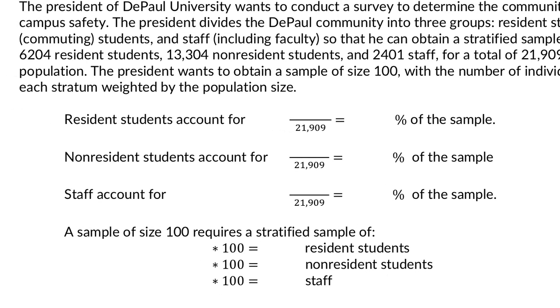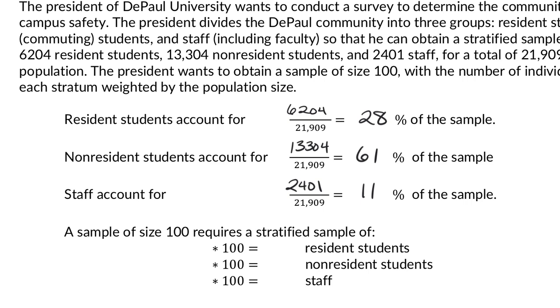Well, they are 6,204 out of the 21,909. So in your calculator, what is 6,204 divided by 21,909? Big fraction. Give me it as a decimal, please. 0.28. So percentage-wise, that's 28% of the sample. Non-residents account for 13,304 out of that 21,909, which is what percentage of the population or of the sample? 61. 61% of the population, so it should be 61% of the sample. The staff account for what percentage of the population? 11. So if they're 11% of the population, theoretically they should be 11% of the sample.